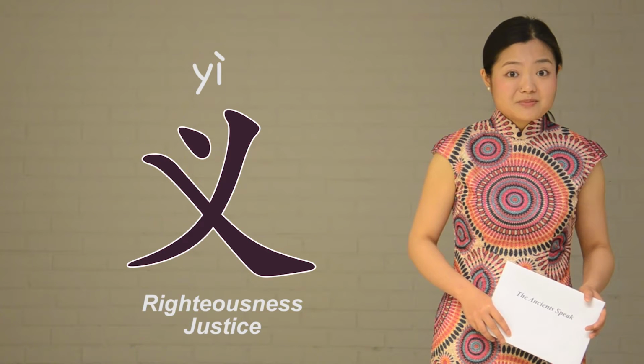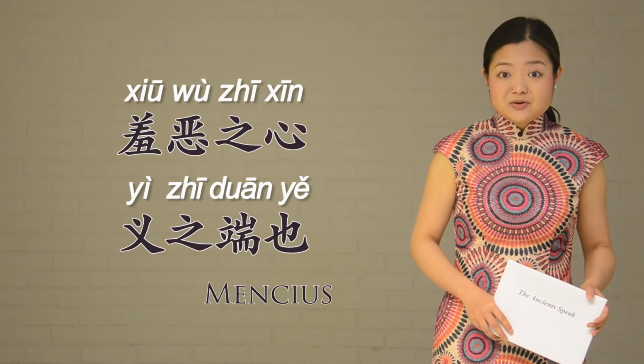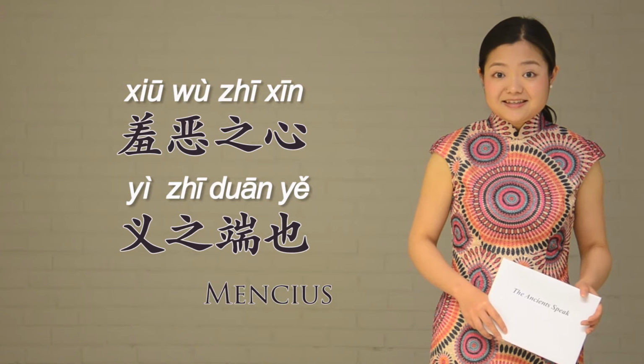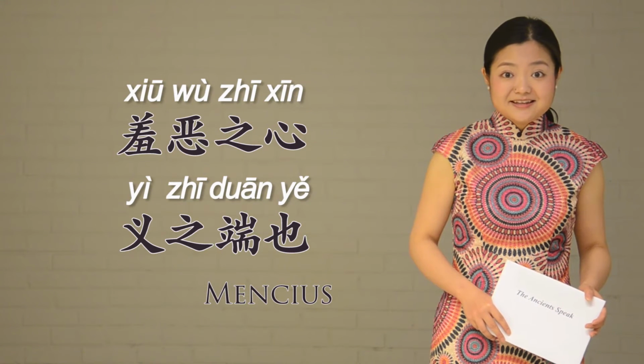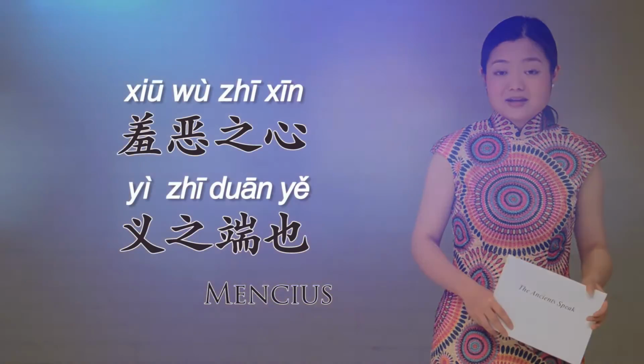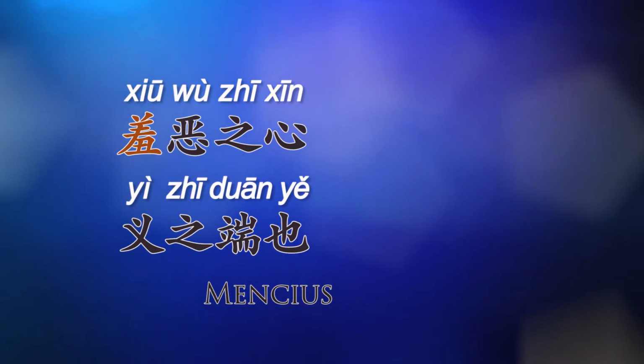Ancient Chinese teacher Mencius says, 羞恶之心, 义之端也. 羞, to feel ashamed of.